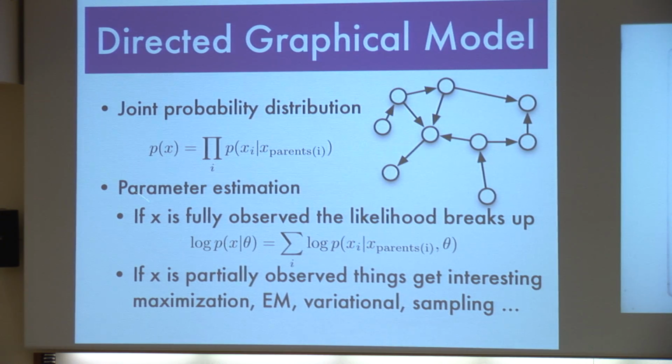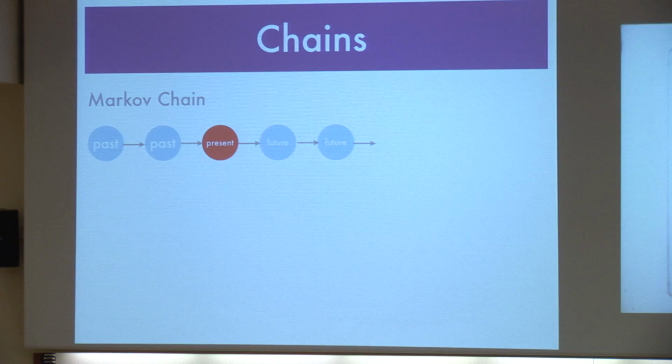And the nice thing is that if I actually observe all the random variables, then log of P of x given theta is just the sum over log of P of xi given the parents of i. And this is really easy to solve. So it's a simple, efficient optimization procedure. It's nice and convex. Sometimes I can integrate out, so all is good. If we don't observe everything, that's when the fun starts, and I'll show you a little bit how to do it. Let's first look at chains.